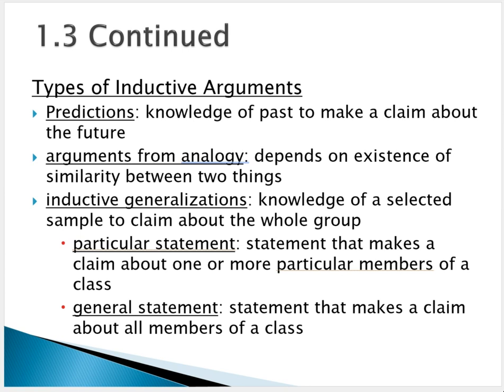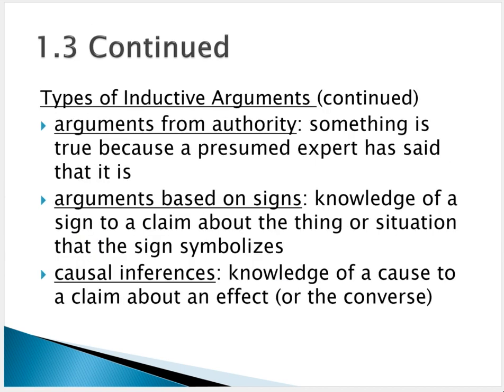Inductive generalizations are where you have knowledge of a selected sample, and then you make a claim about the whole group based on that sample. In that kind of situation, you might use what's called a particular statement, which makes a claim about one or more particular members of a class. Or it might be a general statement, where you're making a statement about all the members of that class. We have to be careful about making generalizations about all of them. It's very easy to make a statement based on particular members that we have proof of, but be careful when you say all. That's a very hard word to prove.